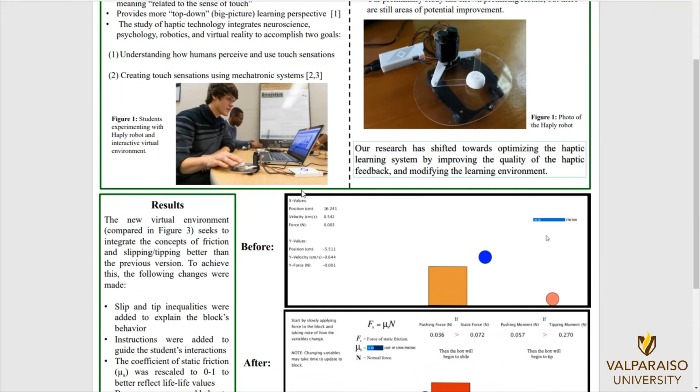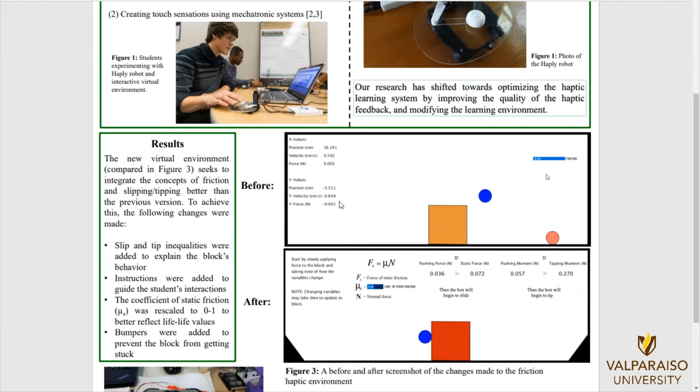In our previous study, to teach the concept of static friction, a fundamental statics engineering concept, we used the haptic environment shown here. As you can see, it is pretty bare bone and there is not a lot of guidance on what the user should be learning. That is why we decided to redesign this lab to better integrate the concepts of friction and slipping/tipping and to make it look more professional.